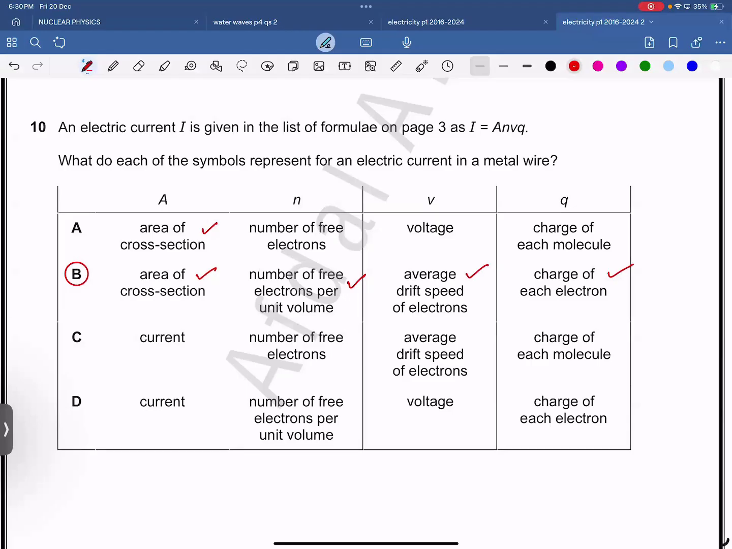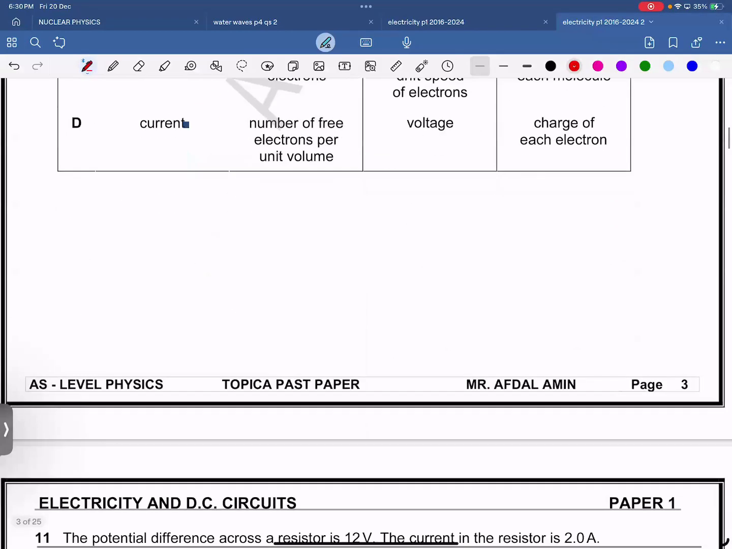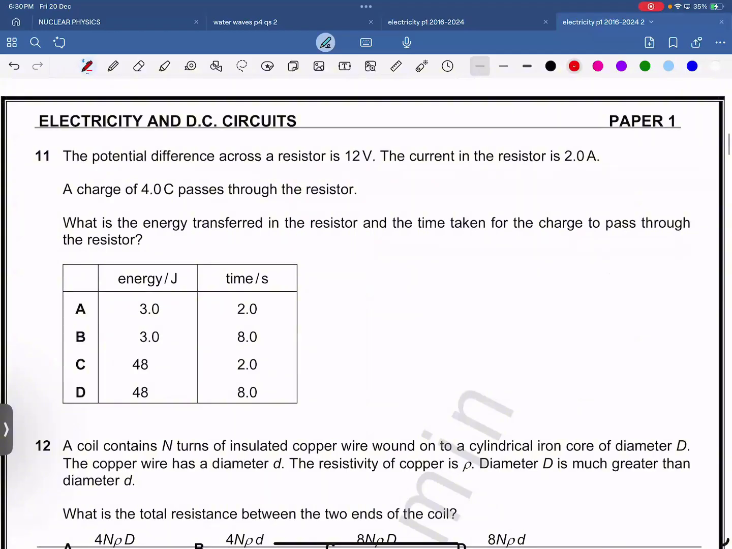Very easy question. Question number 11 says the potential difference across the resistor is 12 volts. Current in the resistor is 2 amperes. You have V, you have I, you have charge Q. What is the energy transferred in the resistor and the time? Energy transfer is VQ, voltage times charge. V is 12, charge is 4. The answer is 48.